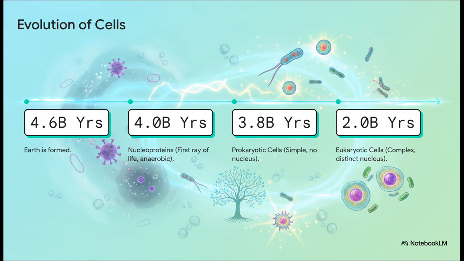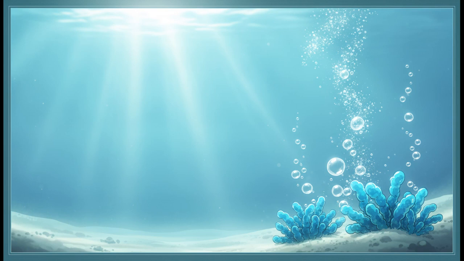So, around 3.8 billion years ago, simple prokaryotic cells emerged. This included cyanobacteria that actually figured out how to use sunlight and water to make their own food. Talk about a game changer. And this paved the way for complex eukaryotic cells, the ones with a distinct nucleus for DNA, about 2 billion years ago.